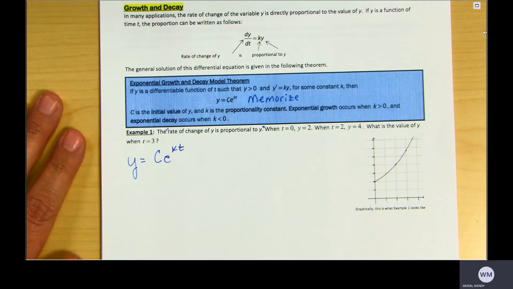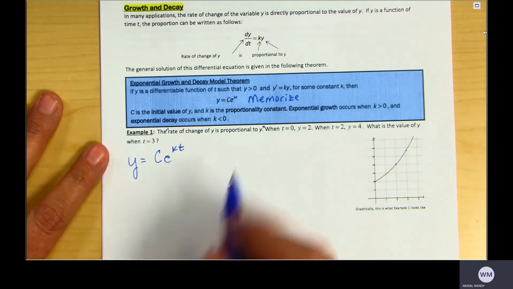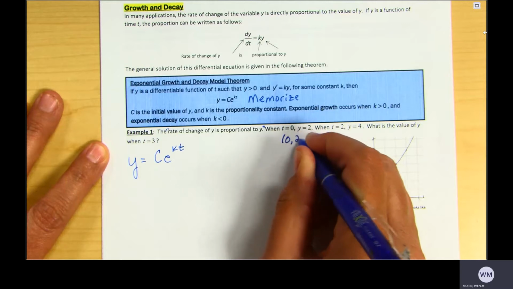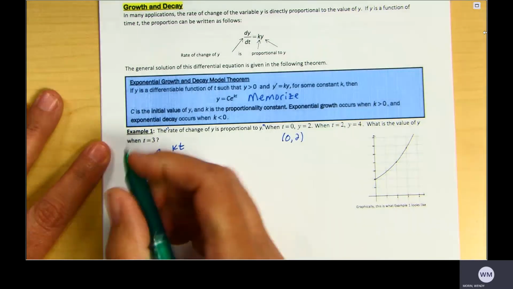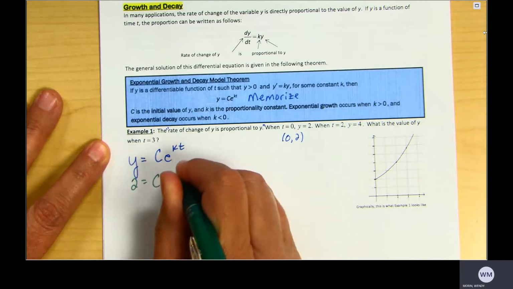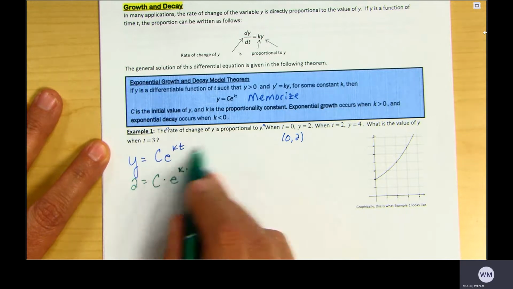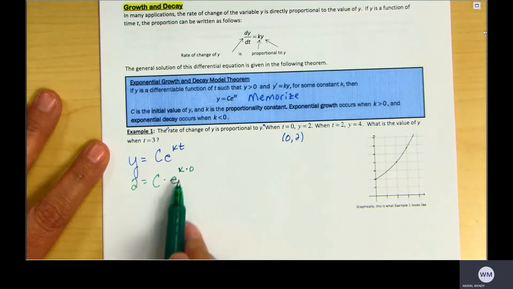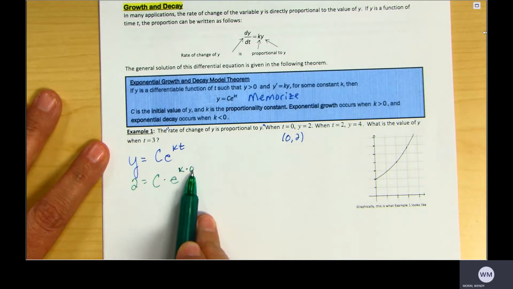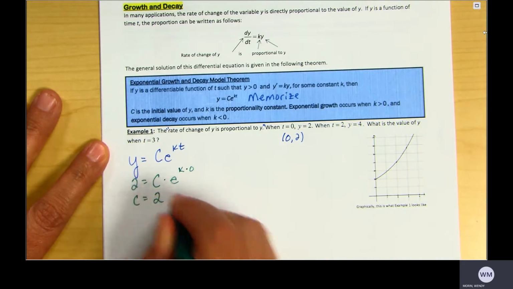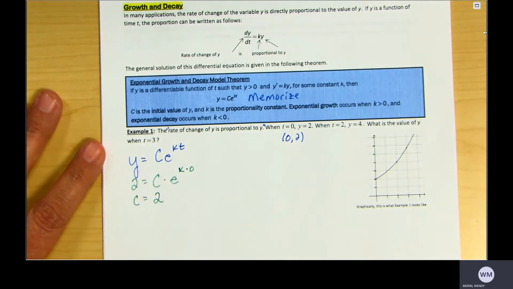So the first thing you do is you plug in the first point that's given. The first point that's given to us is 0, 2. So we're going to go ahead and plug that in. So 2 equals C times e to the k times our t value of 0. So e to the 0 is 1. So that means that C is equal to 2. Okay, so that's the first thing that you're going to do.